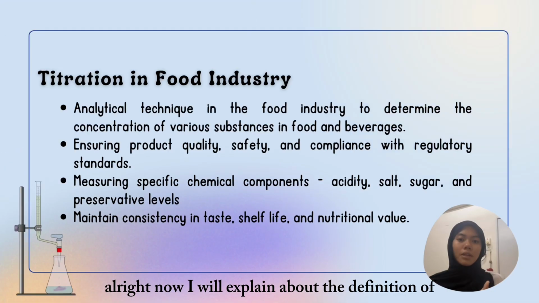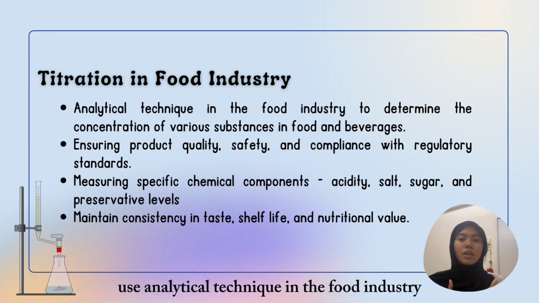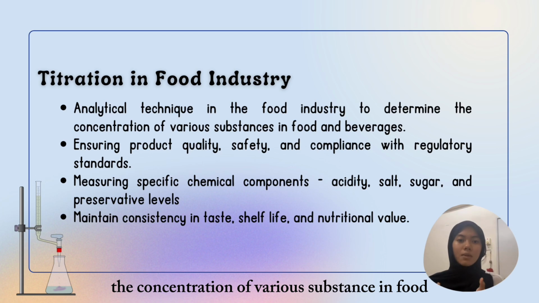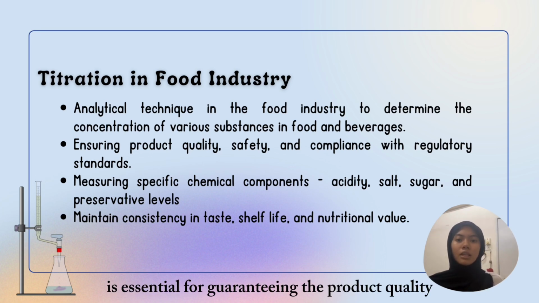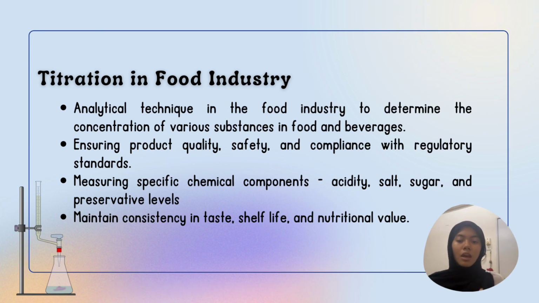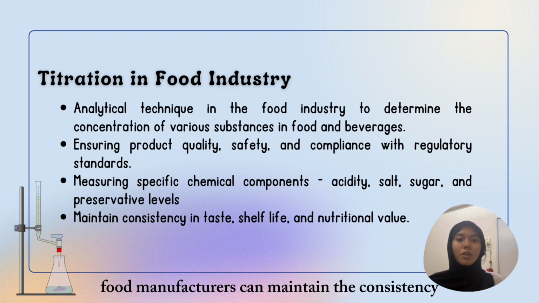Alright, now I will explain the definition of titration in the food industry. So, titration is an analytical technique used in the food industry to determine the concentration of various substances in food. In the food industry, titration is essential for guaranteeing product quality, safety, and compliance with regulatory standards. By measuring specific chemical components such as acidity, salt, sugar, and preservative levels, food manufacturers can maintain consistency in taste, shelf life, and nutritional value.